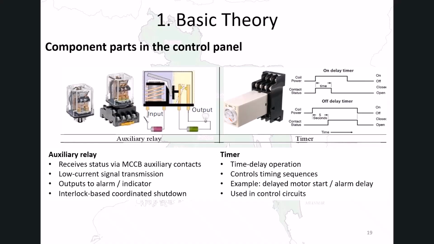A timer relay is a relay that operates after a set period of time. It is used when you need to control timing. For example, starting a motor 3 seconds after pressing a button, or triggering an alarm only if an abnormality persists for more than 5 seconds. Within the control circuit, it acts as a timing coordinator for other devices and has no involvement in the MCCB's disconnection operation.